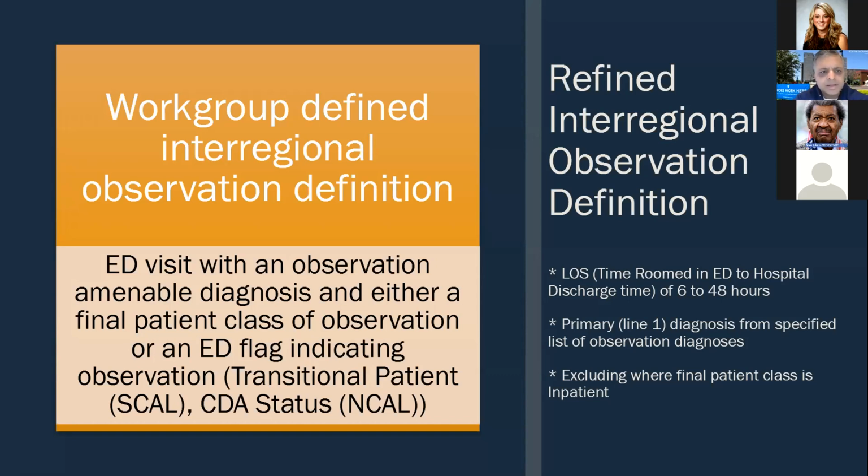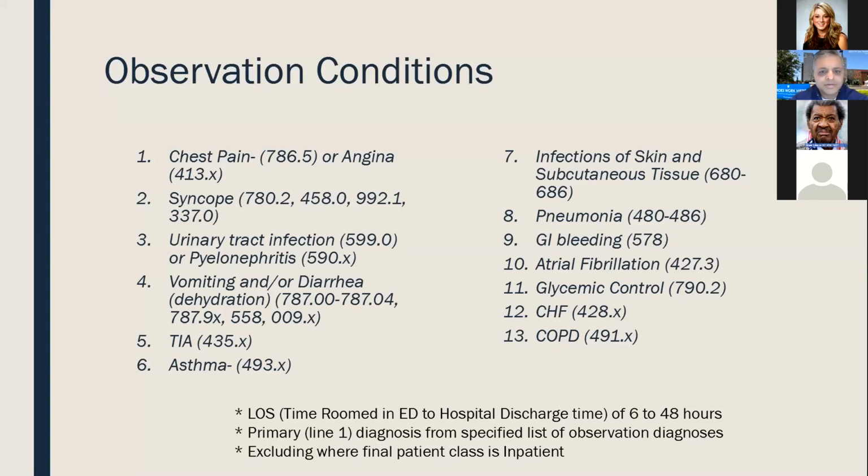So we came up with patients with an observation amenable diagnosis in either a final patient class of observation, or you could actually change in our Epic system an indication of observation. It was called transitional patient care, I believe, in Southern Cal, and then CDA status, or clinical diagnostic area status, in Northern California. And these were the diagnoses that we narrowed it down to looking into. The order that you see here from 1 to 13 is also the frequency of the diagnoses that were observed. So the most common was chest pain, syncope, UTI, vomiting, and TIA. And I think Donnie mentioned some of the most common diagnoses, and it kind of fits along that pathway.